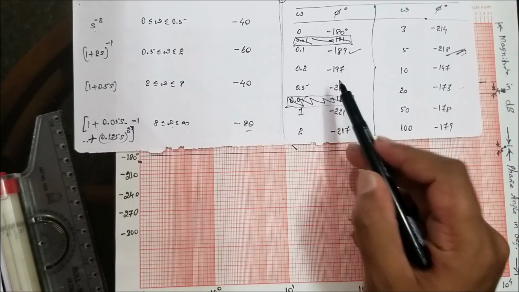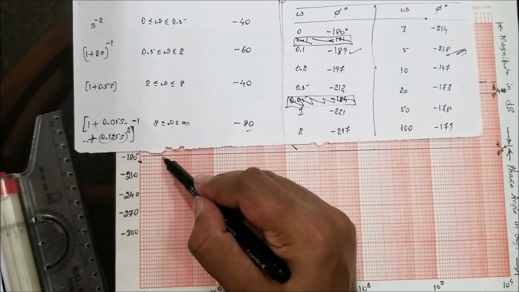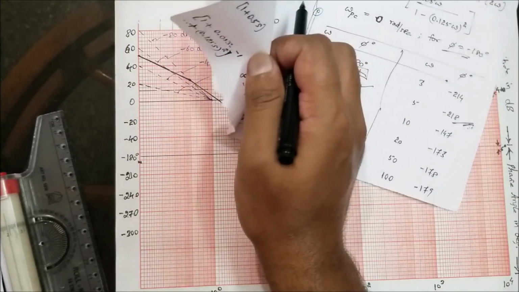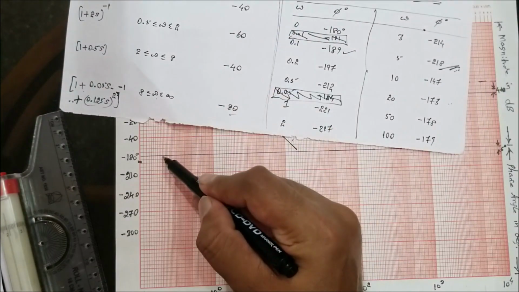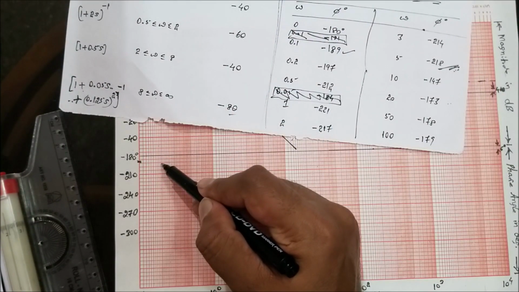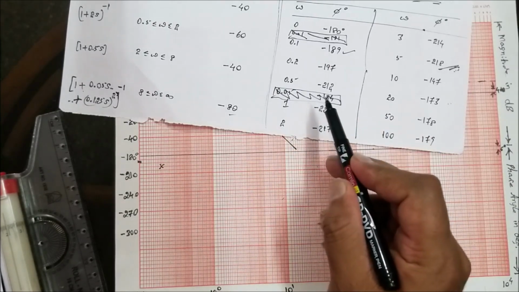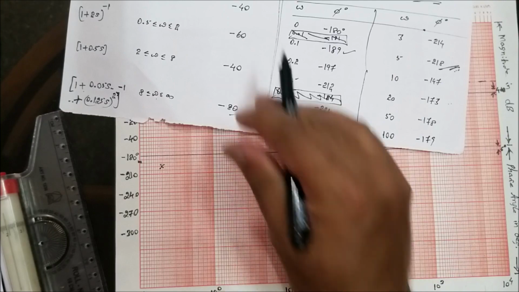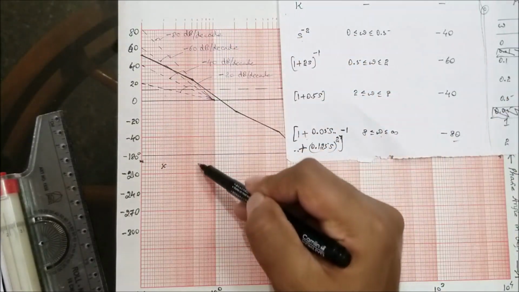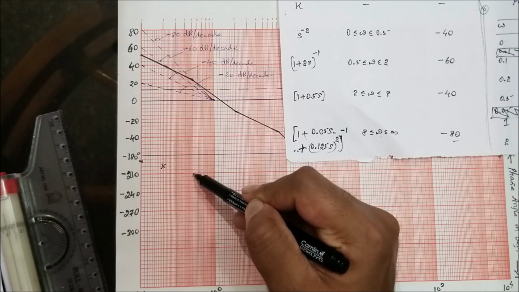Next at 0.2, it is 197. So this is 0.2. At 0.2 it is 197, that is 186, 192, 198. Let me put it here. Next at 0.5 it is minus 212. Which is 0.5? This is the 0.5 line. So at 0.5 I have minus 212. This is 210.